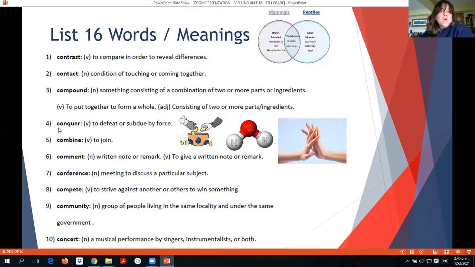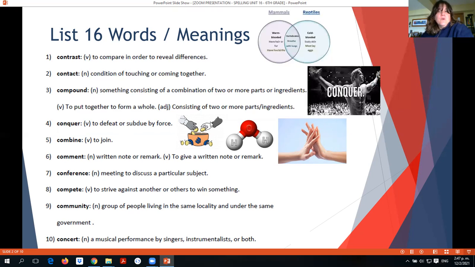Now we have number four, conquer. Prefix con. To conquer is to defeat or subdue by force. Like, for example, when a boxer conquers a title, okay?